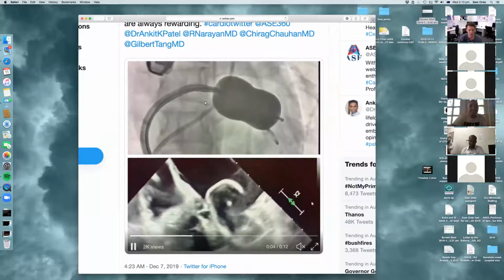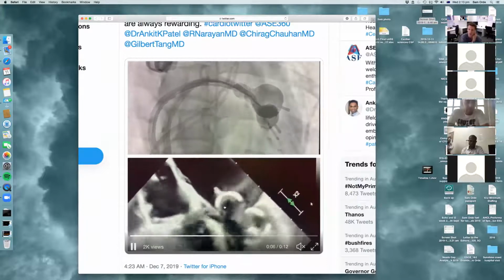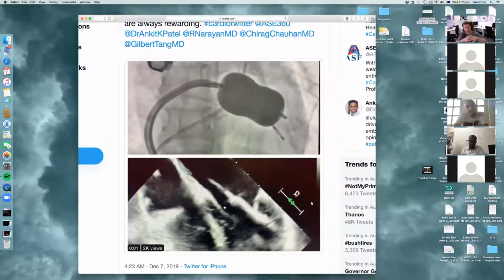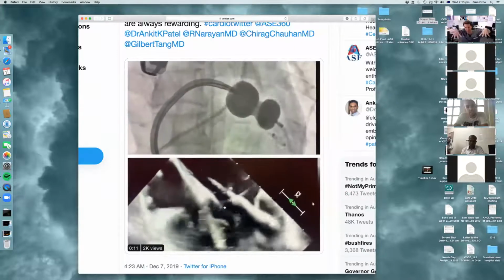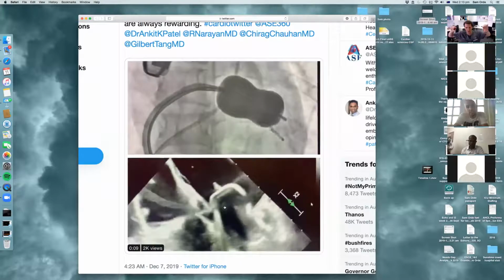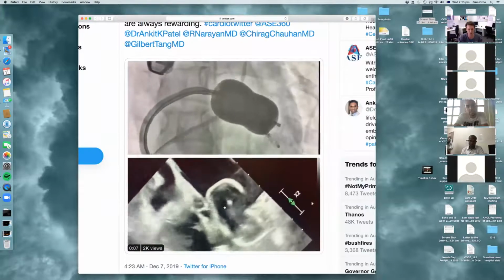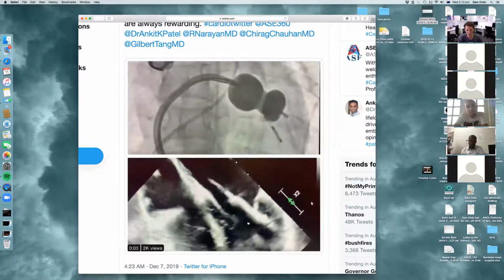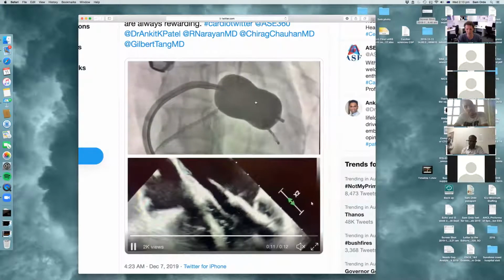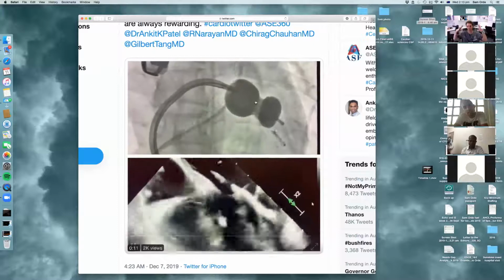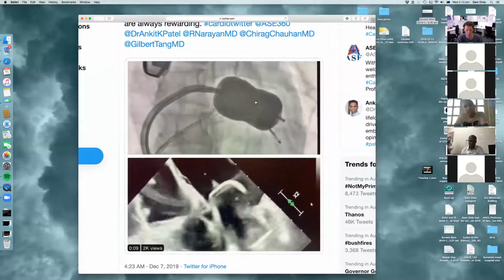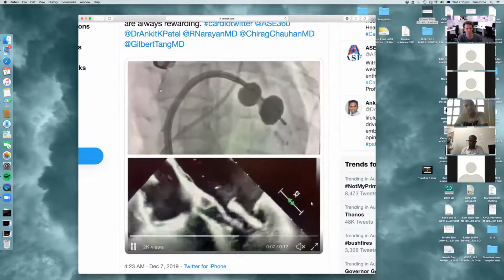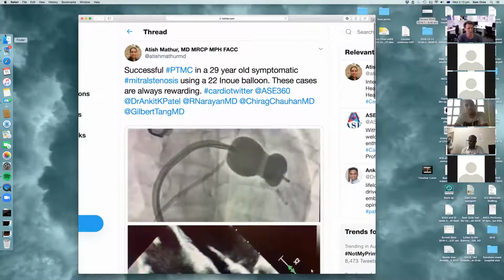I thought this was really cool. So it's got the echo picture below, and then you've got the valvuloplasty on the top. So you can just see that last little bit as they dilate it. It breaks the commissures to open up the valve, and you can sort of get an idea of what it looks like underneath. And it's just that middle bit that you can see just at the end. It goes and bursts it open. So it's just splitting open those commissures. So I think that's pretty cool. Nice little image there.